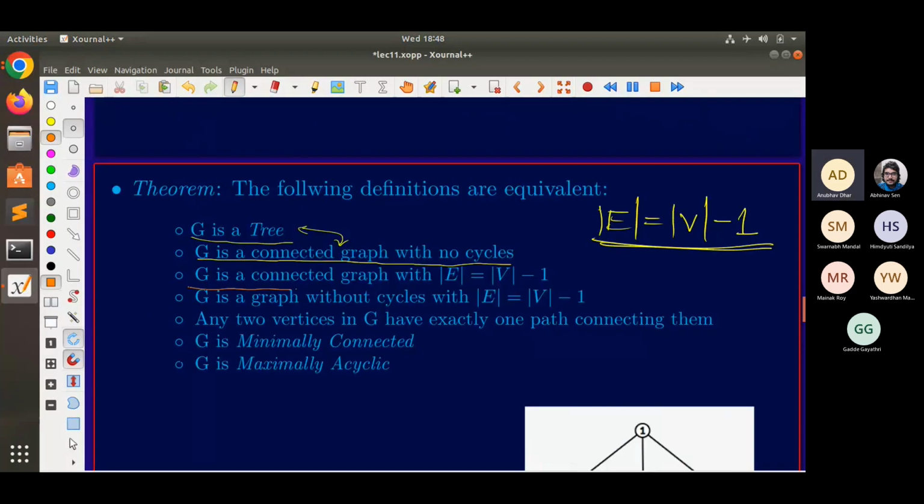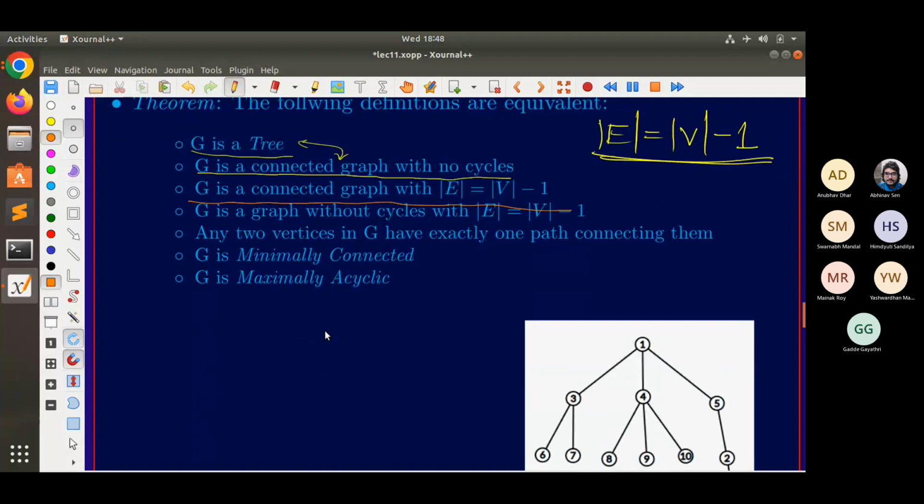So then this statement is also true: G is a connected graph with number of edges equal to V minus 1. By the way, can anyone prove that this definition is equivalent to this one? There cannot be a connected graph that has V minus 1 edges but has some cycles in it. Okay, I'll leave this as an exercise for now.